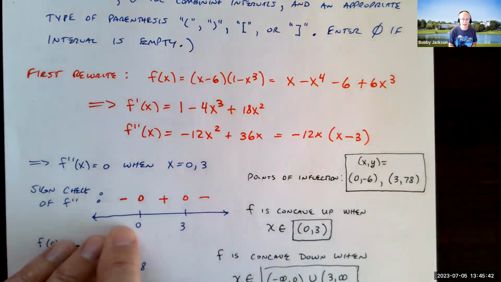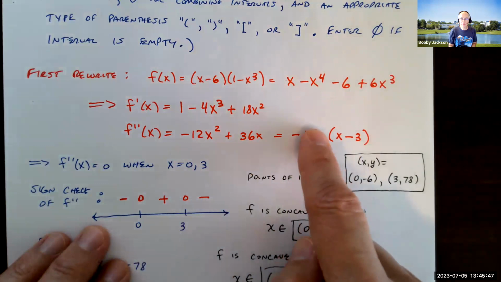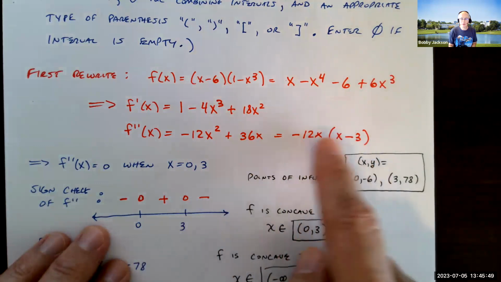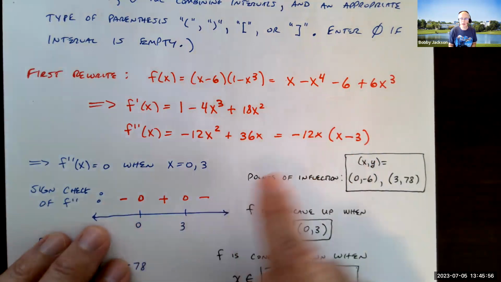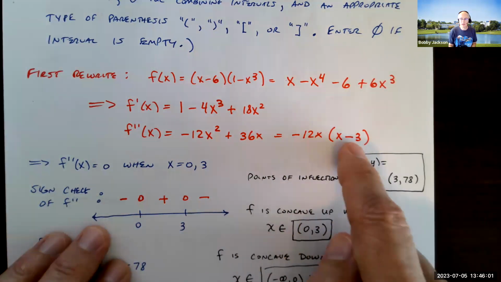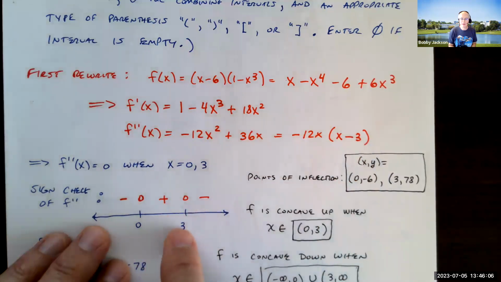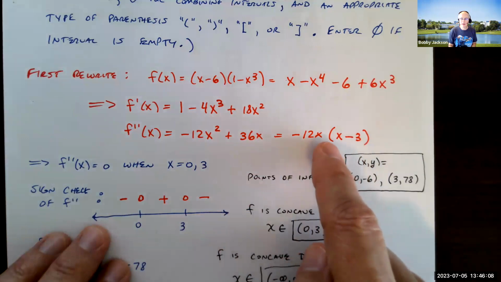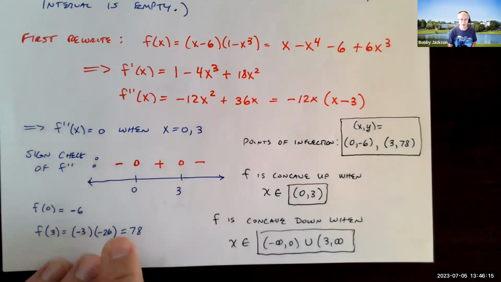If you plug in like negative 1, here I have negative 12 times negative 1 is positive 12. Negative 1 minus 3 is negative 4. Positive times negative is a negative. If I plug in something between 0 and 3, like X equals 1, I'll get negative 12 times negative 2, which is positive 24, positive. And then something bigger than 3, like 4, if you plug it in, you'll get a negative times a positive, which is negative. So this is a sign check. And then from that, we can answer the questions.